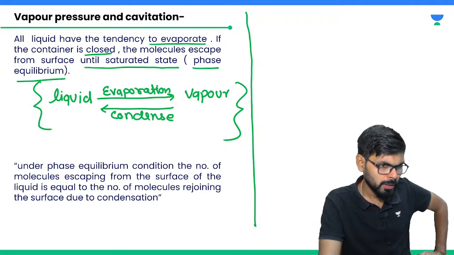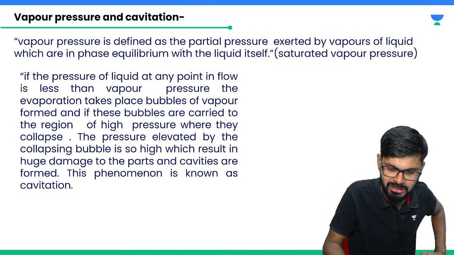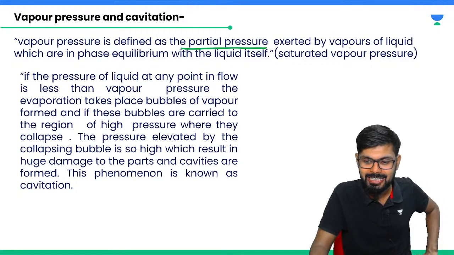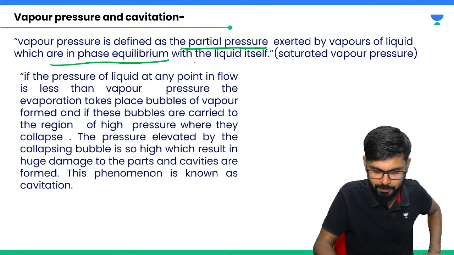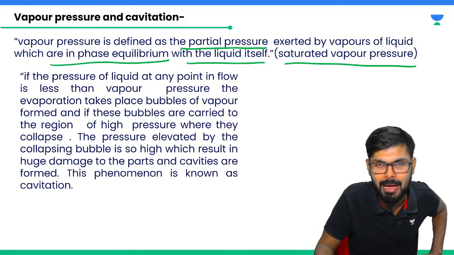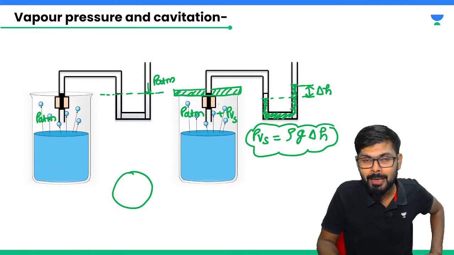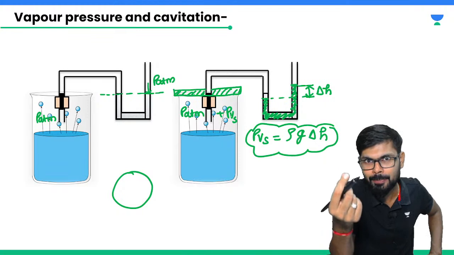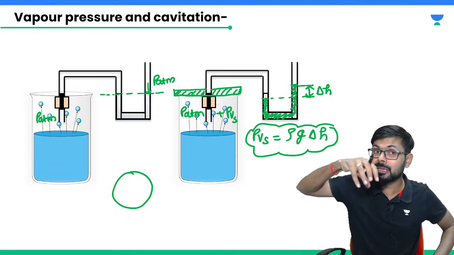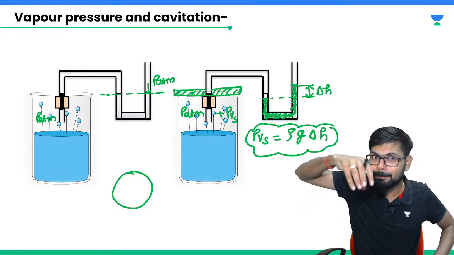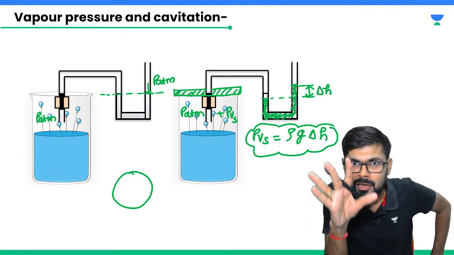Now, what is basically vapor pressure? Vapor pressure is defined as the partial pressure exerted by the vapor of the liquid which is in phase equilibrium, meaning saturated condition. Phase equilibrium with the liquid means saturated vapor pressure. See, the total pressure inside is P_atm plus somewhat more than P_atm, correct? P_vs basically. So the partial pressure exerted by the vapor of the liquid is basically called vapor pressure.